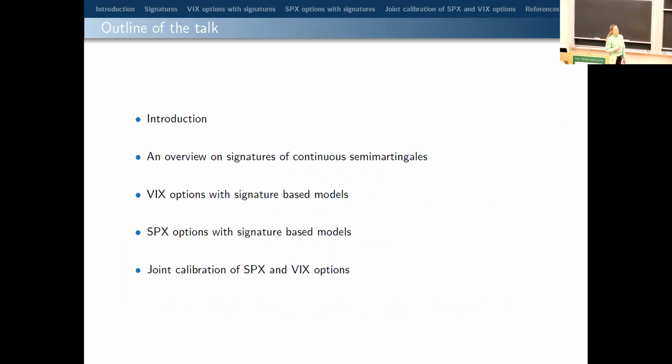So here's an outline of my talk. I will start with a brief introduction, then give you an overview of signatures of continuous semi-martingales. Then I will talk about VIX options and how to price them with these signature-based models, and then also on SPX options. And finally, I will address the problem of joint calibration of both SPX and VIX options.